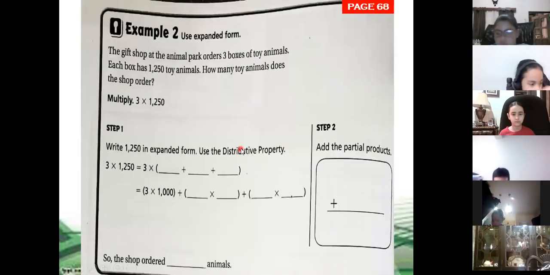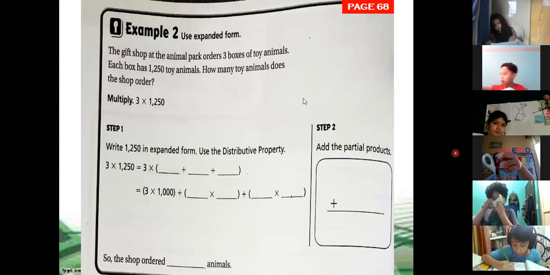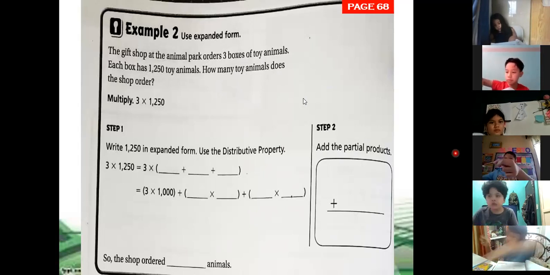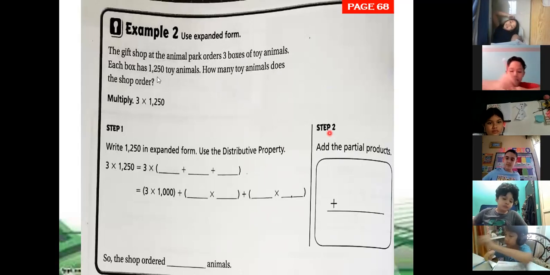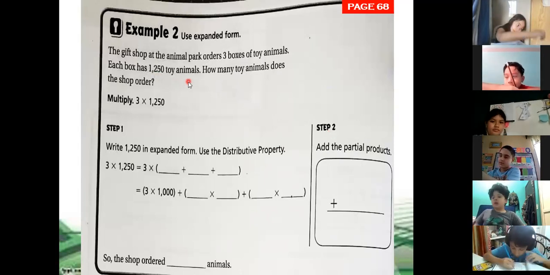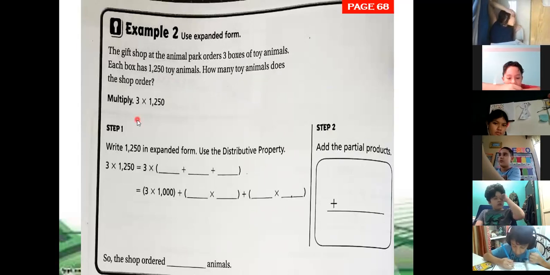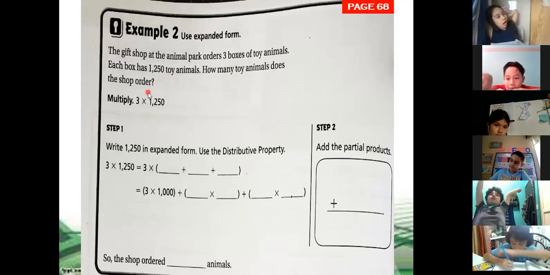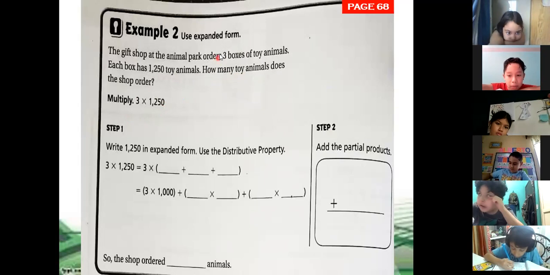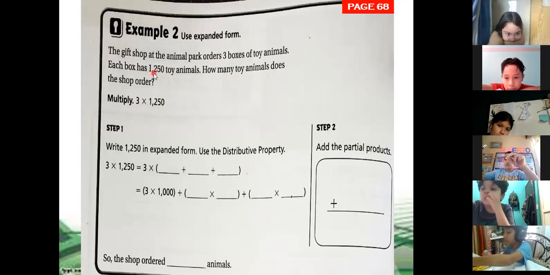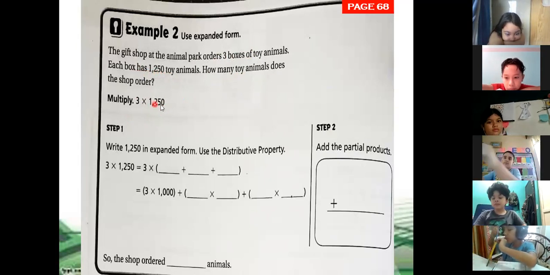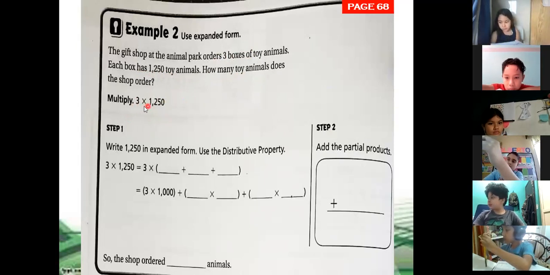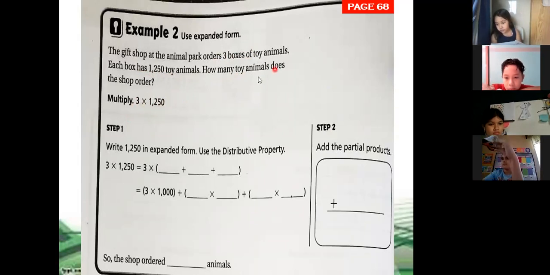All of you finished. We have example number 2 using the expanded form. It says, the gift shop at the animal park orders 3 boxes of toy animals. Each box has 1,250 toy animals. How many toy animals does the shop order? We need to know the total. How can we get the answer of this question? Multiplying the 3 boxes of toys times the 1,250 toys that there are in each of these boxes. So we have to multiply this. 3 times 1,250.